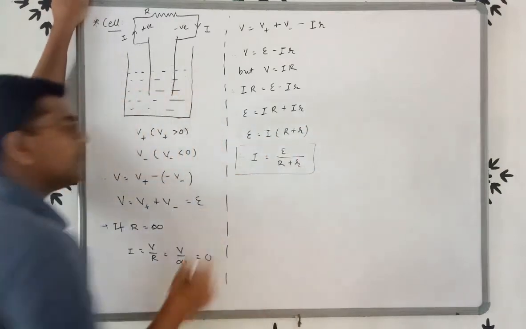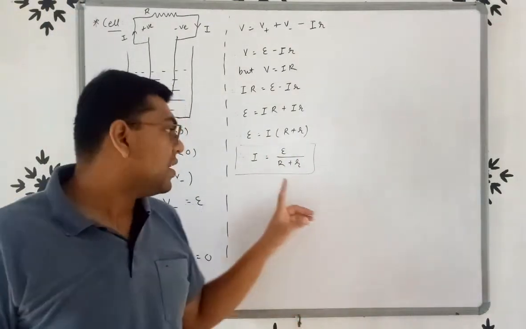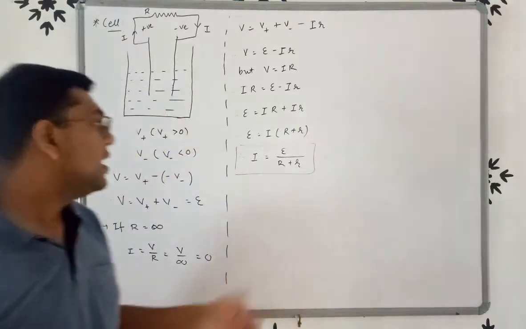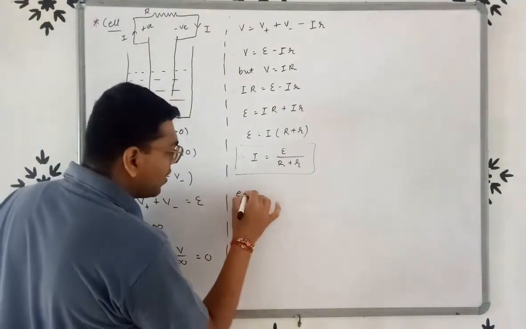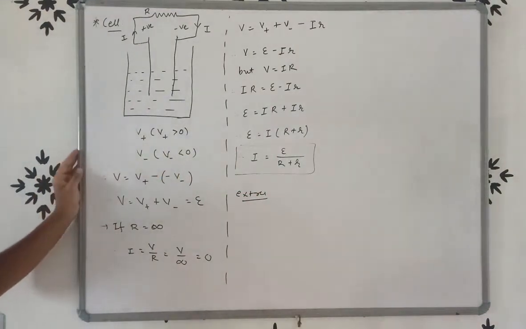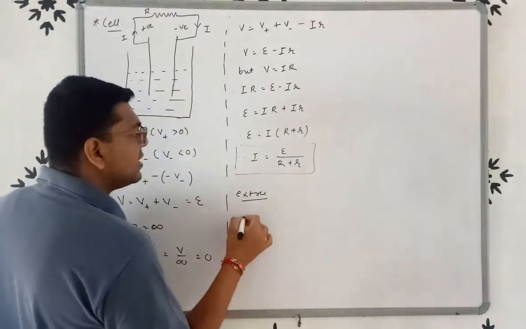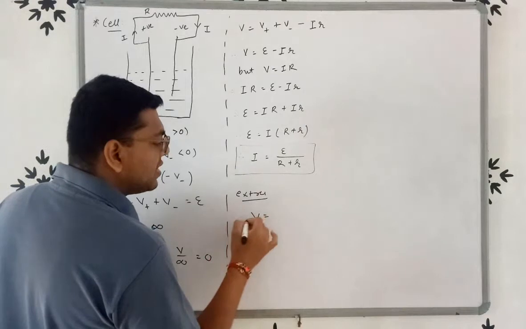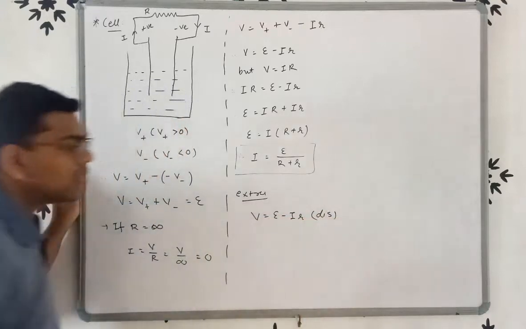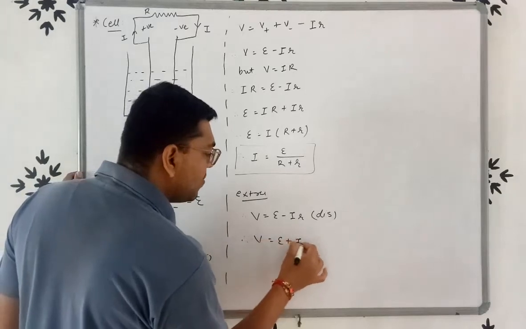So here the equation of current is I equals EMF upon capital R plus small r, where capital R is the external resistance and small r is the internal resistance. Right. Now, some extra things. If this cell is discharging, then the equation of potential difference V is equal to E minus IR in case of discharge. But if the cell is charging, then V is equal to E plus IR.